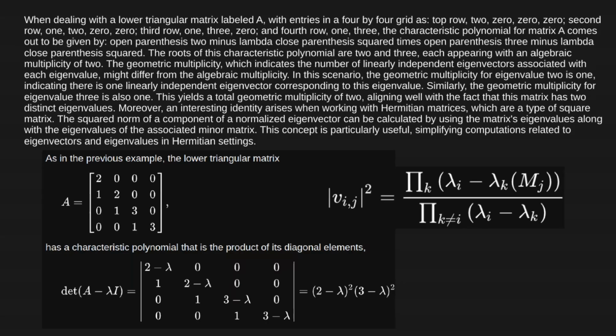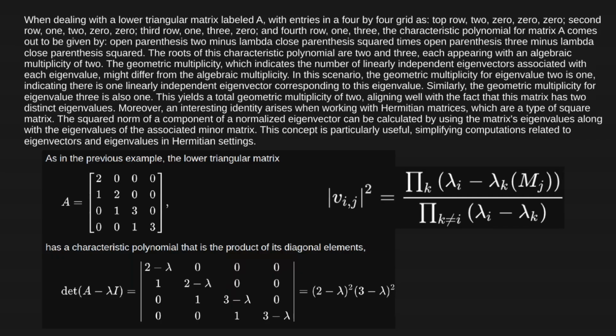The geometric multiplicity, which indicates the number of linearly independent eigenvectors associated with each eigenvalue, might differ from the algebraic multiplicity. In this scenario, the geometric multiplicity for eigenvalue 2 is 1, indicating there is one linearly independent eigenvector corresponding to this eigenvalue. Similarly, the geometric multiplicity for eigenvalue 3 is also 1. This yields a total geometric multiplicity of 2, aligning well with the fact that this matrix has two distinct eigenvalues.